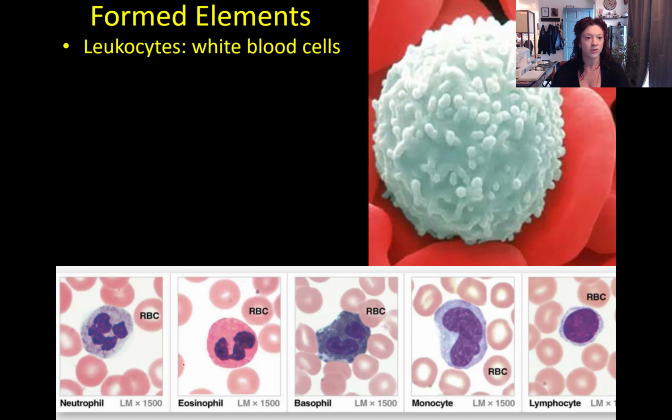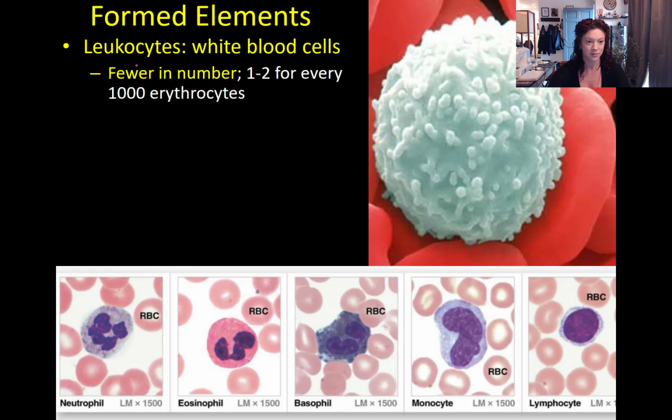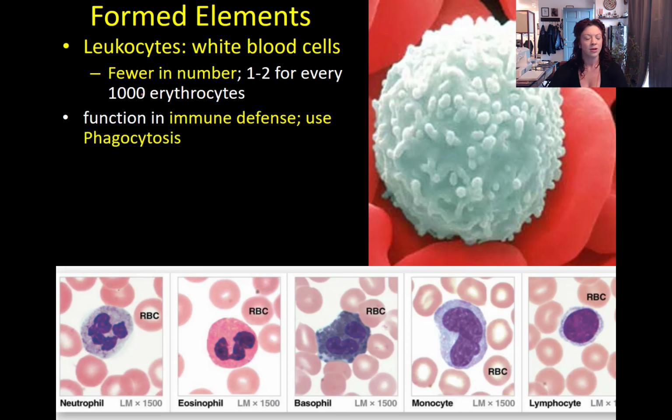All right, moving on to our white blood cells. These are called leukocytes. There are fewer in number. There's only about 1 or 2 for every 1,000 erythrocytes. Their job isn't to transport materials. Instead, these are the protective cells in blood. They function in immune defense, and they use phagocytosis to engulf and break down things like microbes and toxins, removing them from the bloodstream.